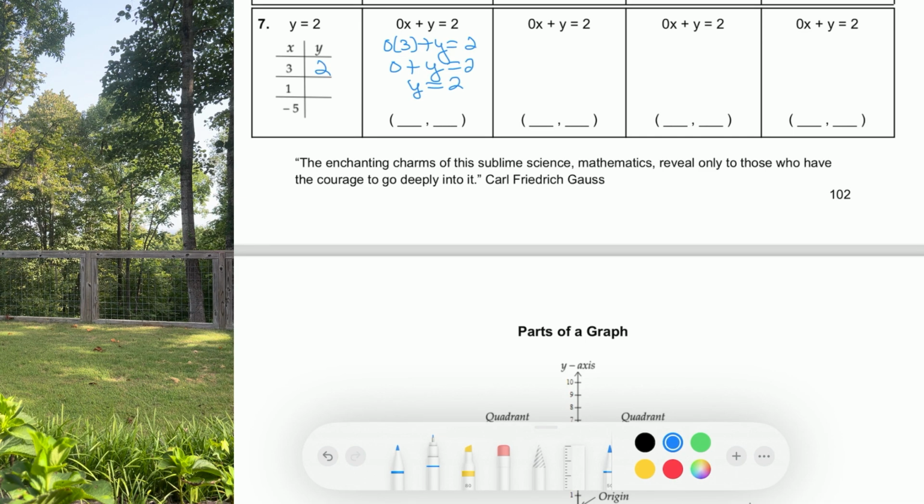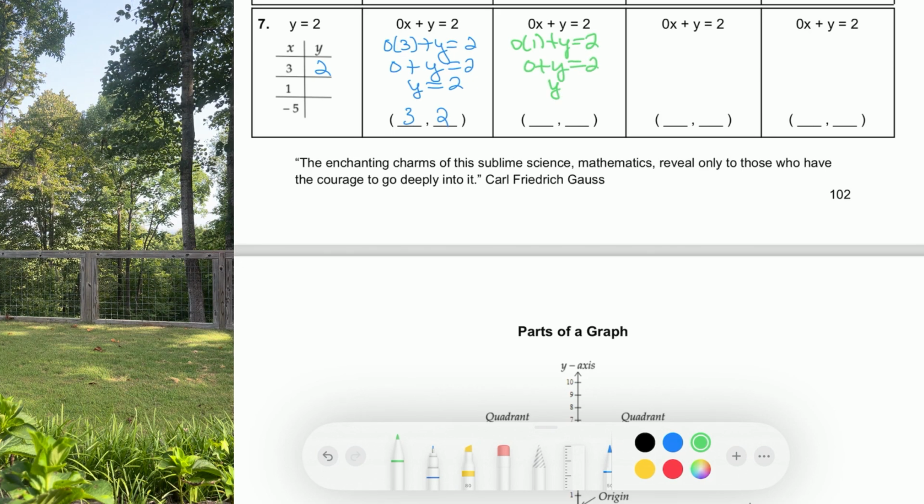I wonder if we're going to end up with the same situation that we had above, except now we're talking about our y. So I'm going to put 3, 2. But let's test it just to make sure. My next grouping has my x as a 1. So 0 times 1, or here, let me change colors on that so we can tell the difference. 0 times 1 plus y equals 2. I get 0 plus y equals 2, so y equals 2. I put a 0 instead of a 2.